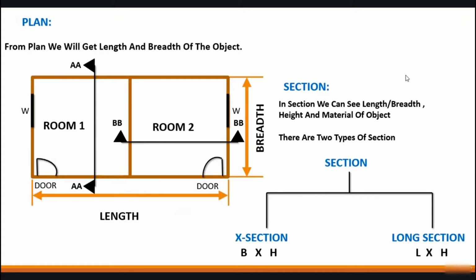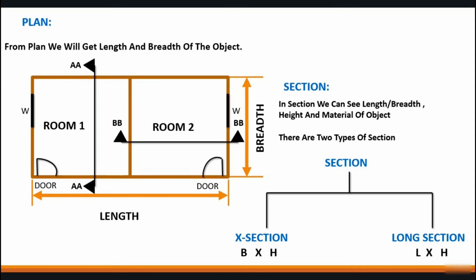So let's see what is plan. From plan, we get the length and breadth of the object. For example, we have this two-room plan, and from here we can get the length of this project and the breadth of this project. So simply we can get the length and the breadth from the plan.